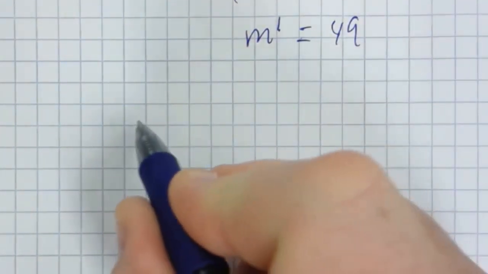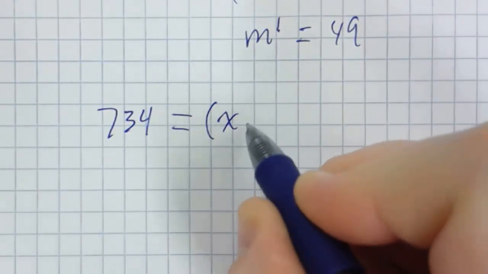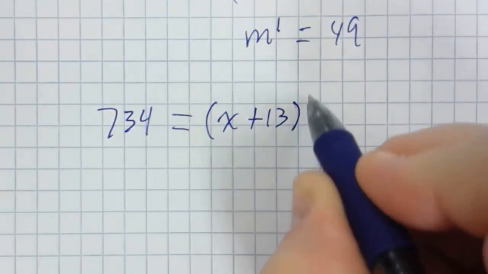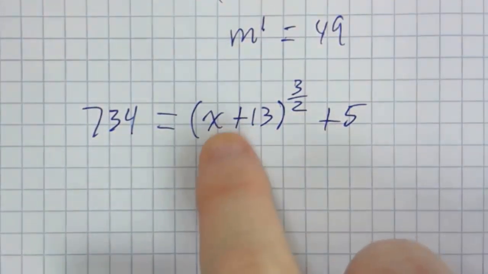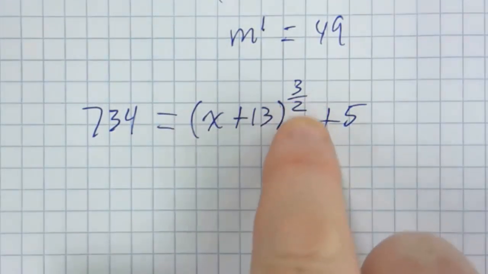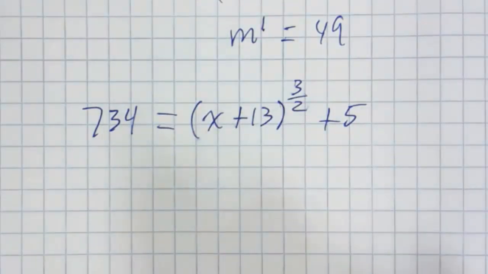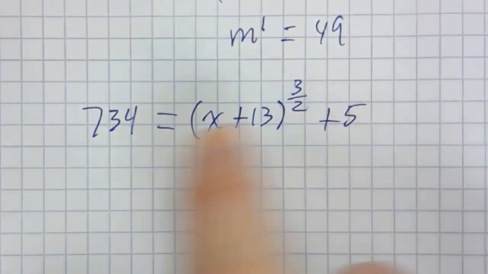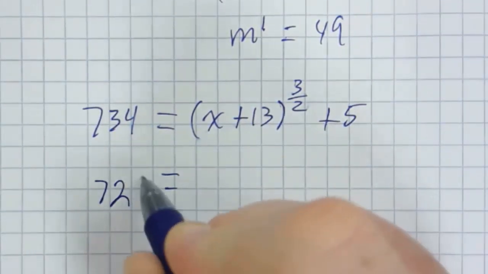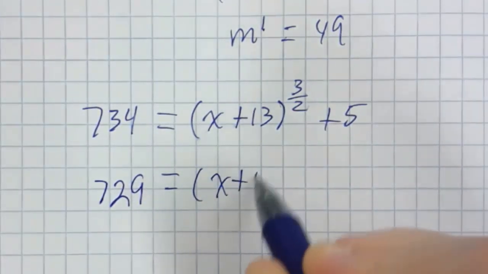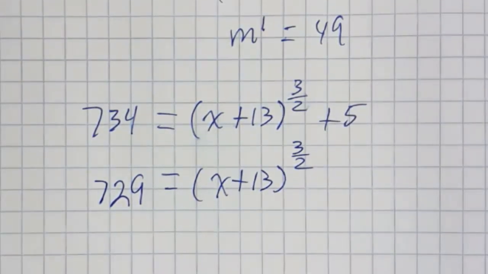For example, let's say I have 734 equal to x plus 13 raised to the 3/2 power, and then I have a plus 5 on the outside. So our x is inside parentheses, and the exponent is outside of our parentheses. So I want to isolate this whole term before I raise to the 2/3 power, which means I have to get rid of my 5 first. So we're going to subtract 5 on both sides. We end up with 729 is equal to x plus 13 raised to the 3/2 power. That 5 goes away when I subtract 5 from both sides.